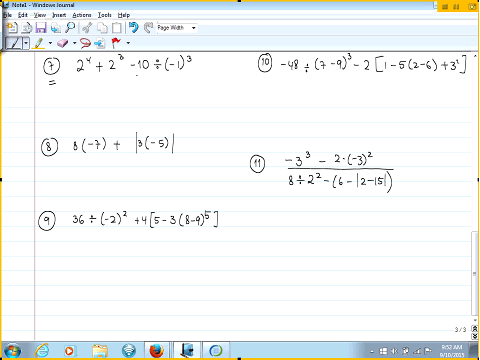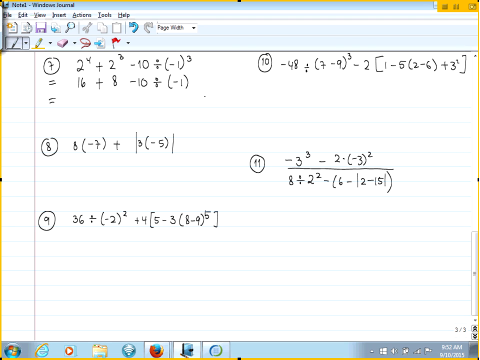Let's see which one first. I guess the exponent first, right? Let's copy the other one then. The plus, I will copy, the negative one, and these we will copy. So we will do all the exponents. 2 to the 4th, 16. 2 cubed, 8. Negative 1 cubed. What is negative 1 cubed? Yes, negative 1. So negative 1 times negative 1 times negative 1 is still negative 1.